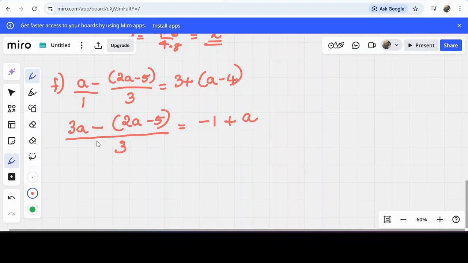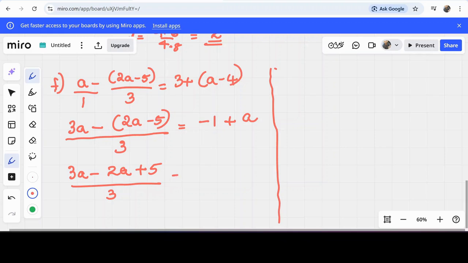Now the next one, here we can solve. I told you, if there is a bracket and outside there is a negative, what do I have to do? I have to simplify by multiplying that negative inside. So here I will multiply. So I will get 3a minus 2a, then minus into minus, plus 5, whole divided by 3.